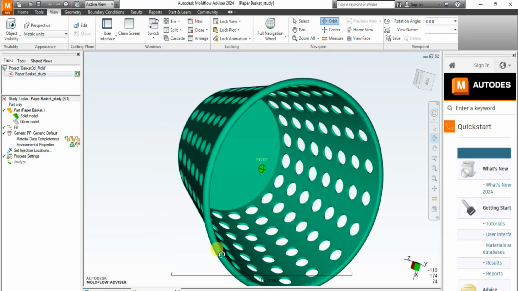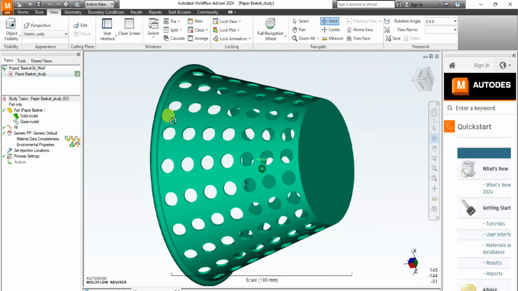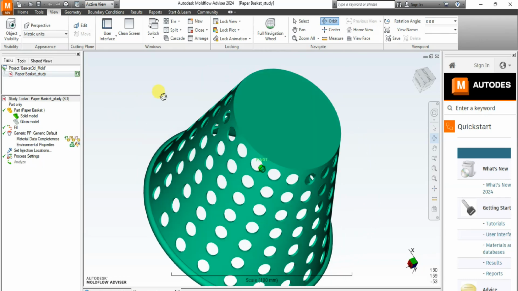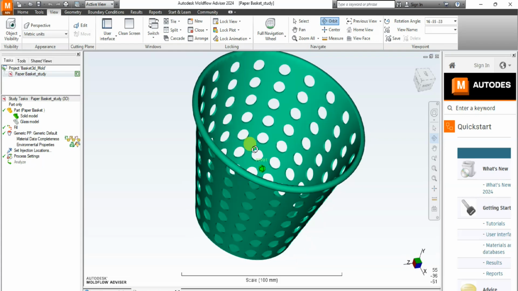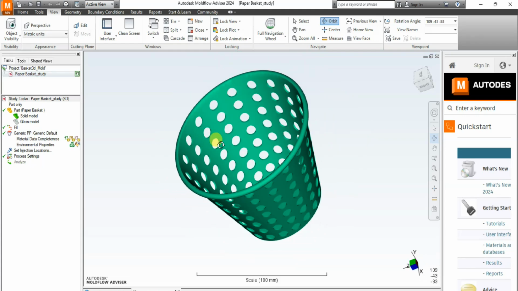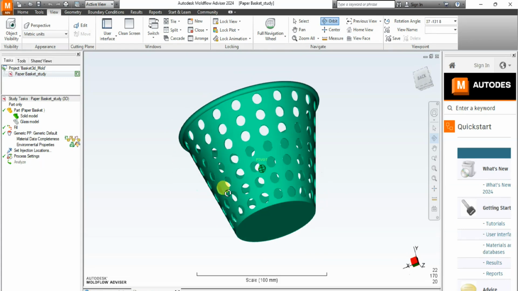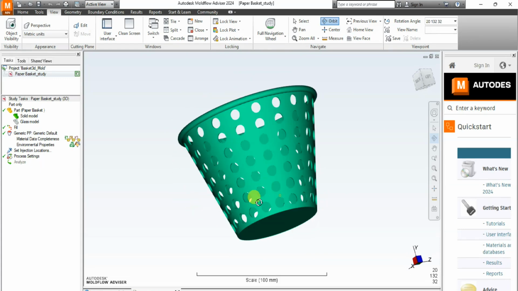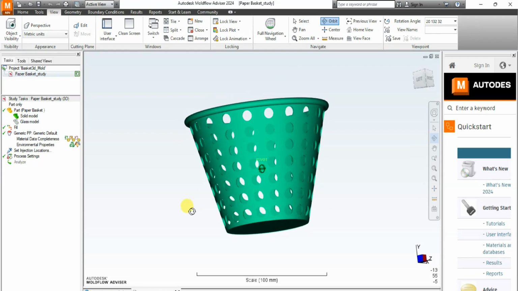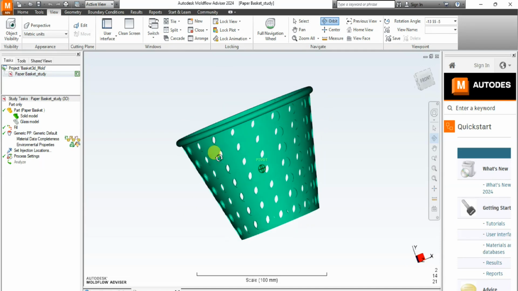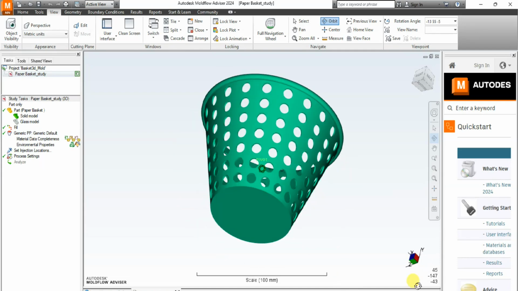You can see it has its height and its thickness, and of course this is the bottom. This is how the bottom looks, and then this is the top. This is the top of the basket. So the next thing we want to do now is ensure that this thing is meshed, and then we analyze it to see the results.